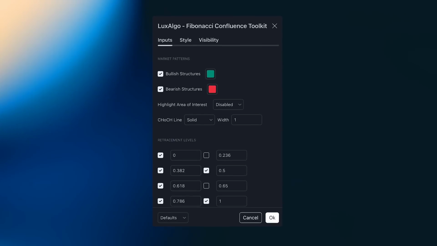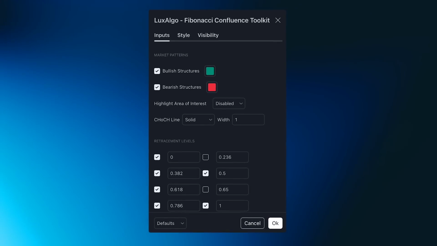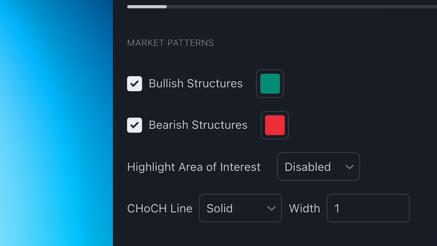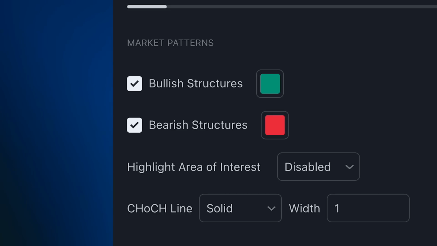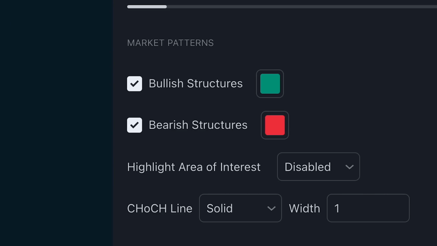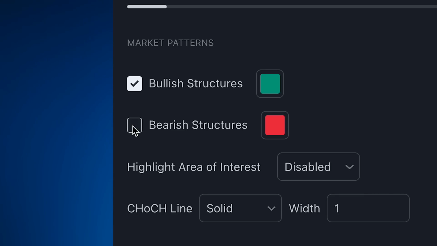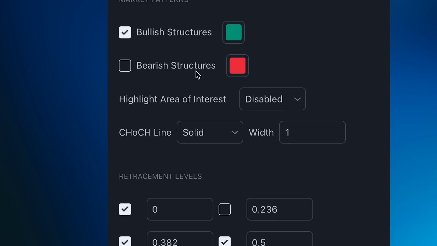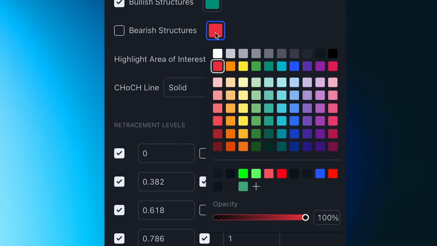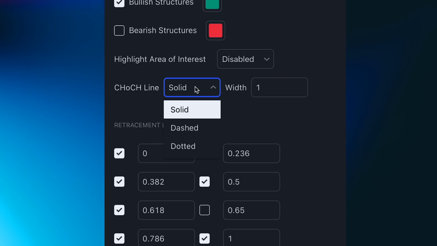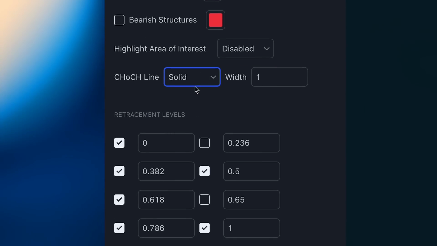If we go into the settings of this indicator, you'll find a number of options. The first is bullish and bearish structure. Enabling either of these options allows you to focus on bullish or bearish setups exclusively. For example, in a bullish market, you can remove bearish setups for a cleaner chart. There are also styling options that let you change the colors of the detected setups and customize the line style used when a change of character is detected.